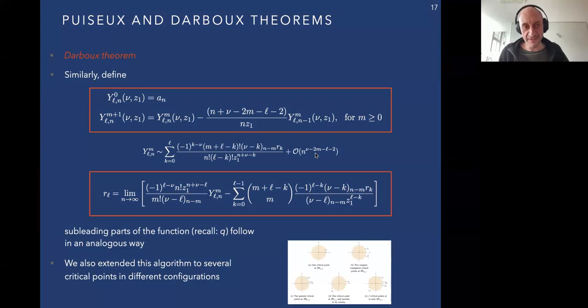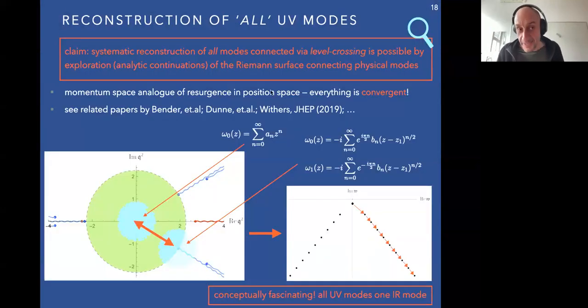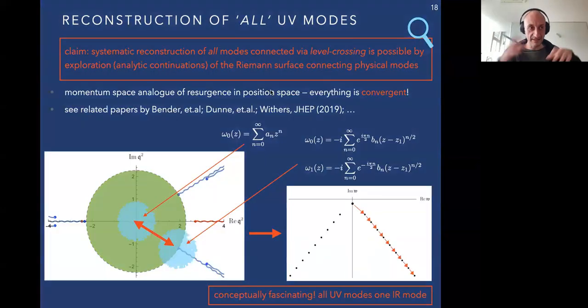So we developed it. And now what is the claim? The claim is that in these kinds of theories that I'm talking about, you can systematically reconstruct all modes that are connected in some way to the hydro mode via level crossing, by doing essentially a detective-like exploration of this complex Riemann surface, and then connecting these modes together.